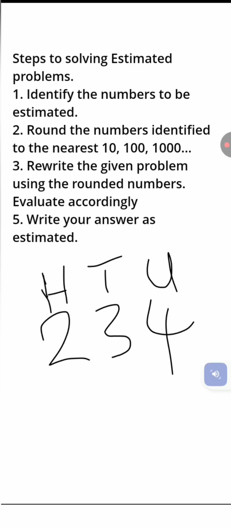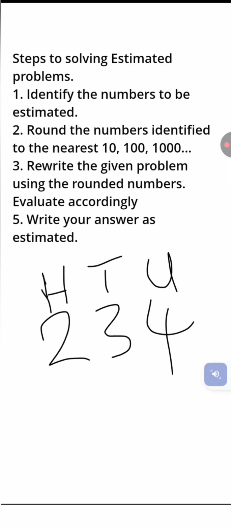Now this will give you the knowledge of what we are supposed to do here. So I said number 2, round the numbers identified to the nearest 10, 100, and 1,000, and the rest. Now the next one is rewrite the numbers given using the rounded numbers. Now evaluate accordingly. And number 5 says write your answer as estimated. After rewriting it, you evaluate accordingly. That is, you solve it.